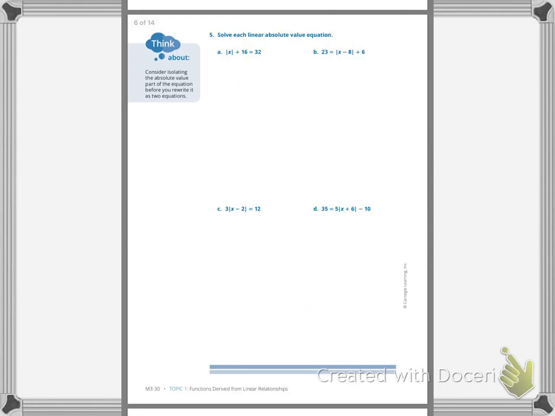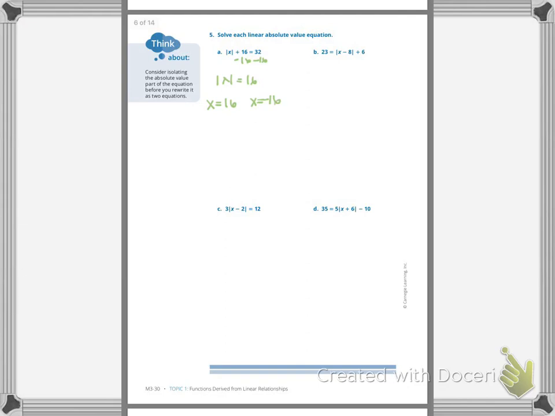Okay, so I would pause the video and then I'm going to go ahead and quickly do this and then you can check your answers for it. But what I like to do first is always get the absolute value bars by themselves. So I'm going to subtract 16 before I do anything. And then I'm going to go into my split. So positive 16, negative 16.